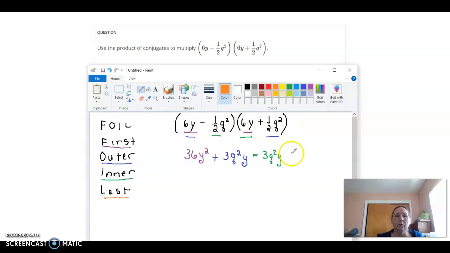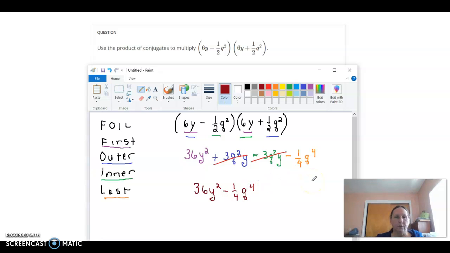Okay, and then the last one, it's going to be a negative and a positive. It's going to be negative, and then 1/2 times 1/2 gives us 1/4, and it's going to be q, and so we're going to add our exponents to the fourth. Now, if we look at this, we have a q squared y and a q squared y, so we can combine those terms. Well, we have a positive 3 and a negative 3. That means that they're going to cancel out. And what we're going to be left with, our final answer, is 36y squared minus 1/4 q to the fourth.